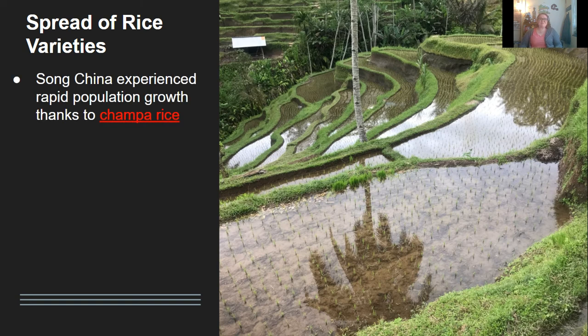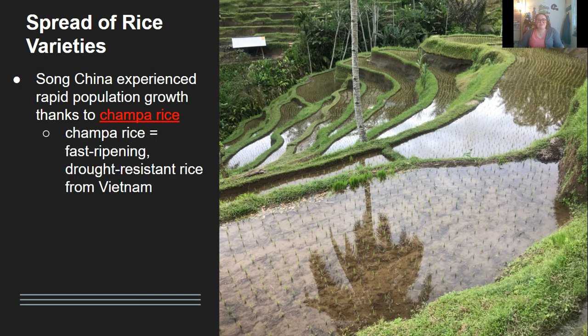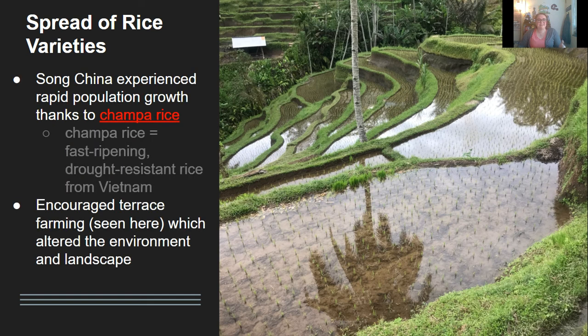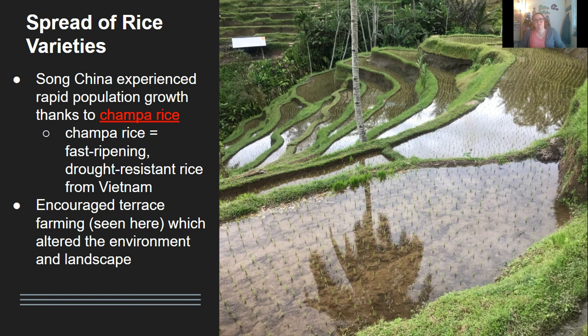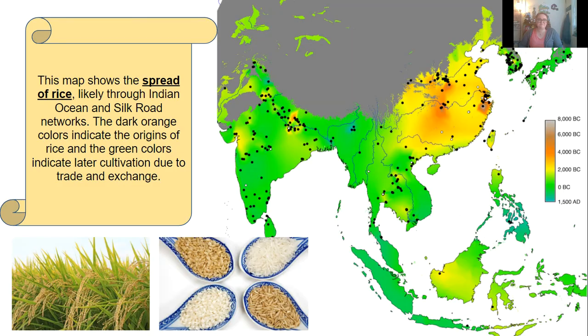colonizers. Anyway, with the spread of these rice varieties, you started seeing fast ripening, drought resistant rice being grown in China. This practice encouraged terrace farming, as you can see here with the rice. One of the downsides, though, is that the terraced farming altered the environment and the landscape. Because I don't know if you knew this, but this is not natural. They had to cultivate and carve the land to be able to do this.